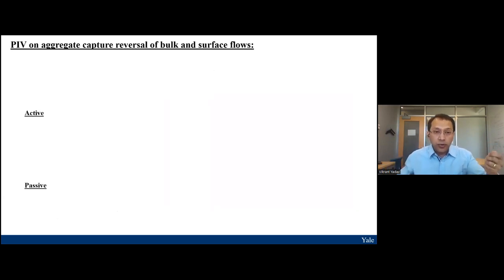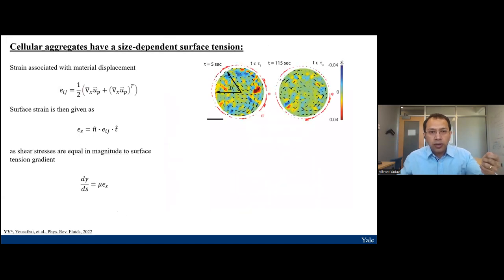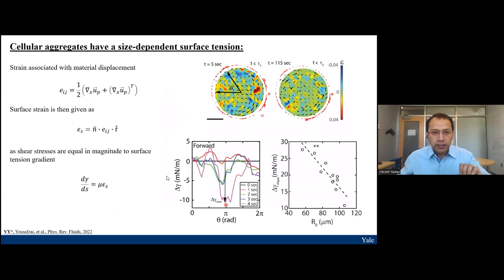But the general idea for doing all that was to be able to measure these surface flows, which can actually be converted to surface stresses, and from there to be able to back calculate the change in surface tension. And the whole idea is that we were actually able to get the same behavior of surface tension as a function of size using this probe-independent technique.